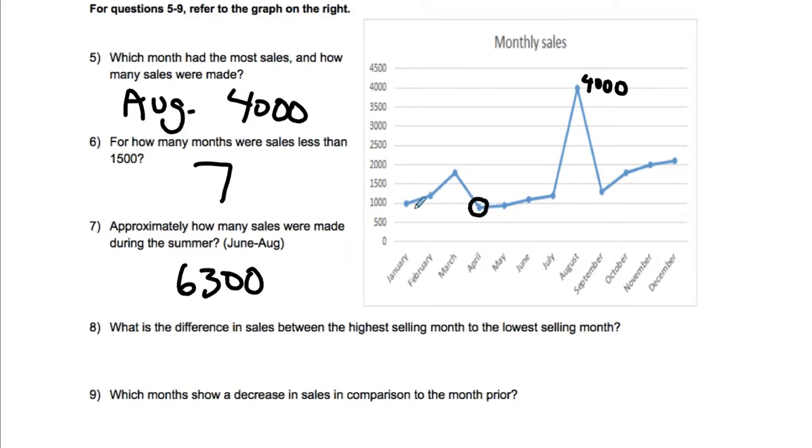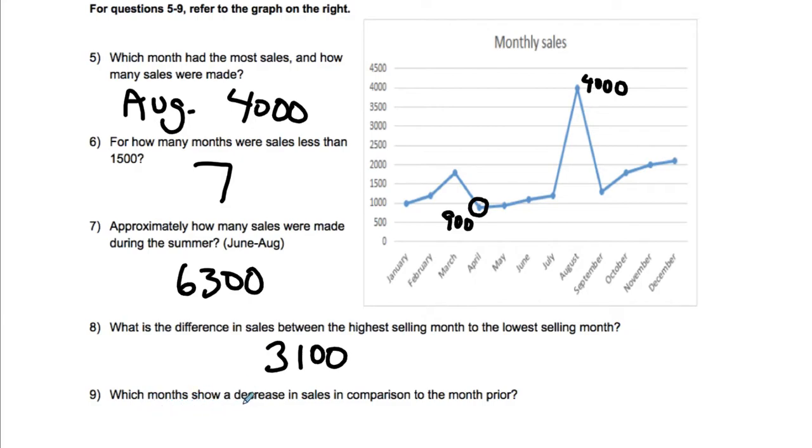And I'm going to call that, I don't know, say 900. Something like that. And again, I was just trying to get it close anyway. So the difference between 900 and 4,000 is 3,100. Okay, 4,000 minus 900. There's my difference.